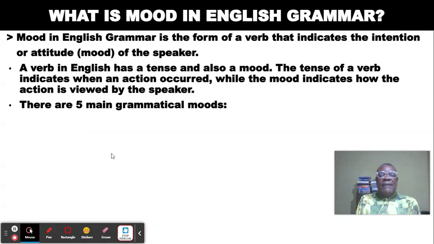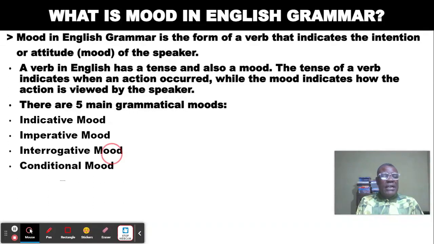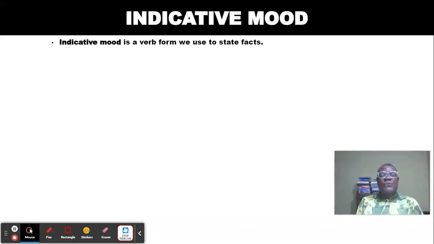Now, there are 5 main grammatical moods in English grammar: indicative mood, imperative mood, interrogative mood, conditional mood, and subjunctive mood. So we are going to look at these one by one. So let's now begin to look at them. The first is the indicative mood.